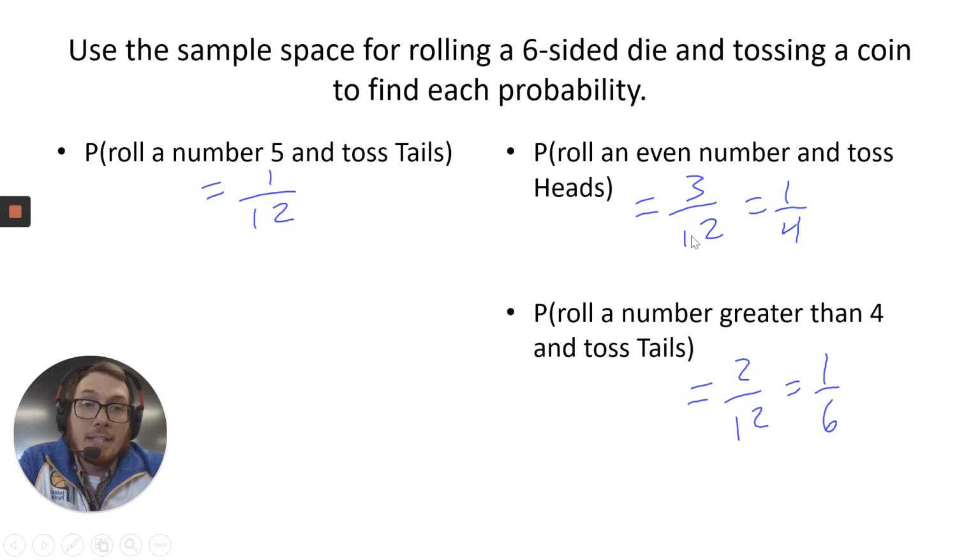Rolling an even and tossing heads would be a 2 with heads, 4 with heads, and 6 with heads. And that would be 3 out of the 12. Notice I still simplified that down to be 1/4. Last one, number greater than 4 and toss tails. Well, it could have been a 5 or a 6, and that would be 2 of the 12 ways, and that simplifies down to 1/6.